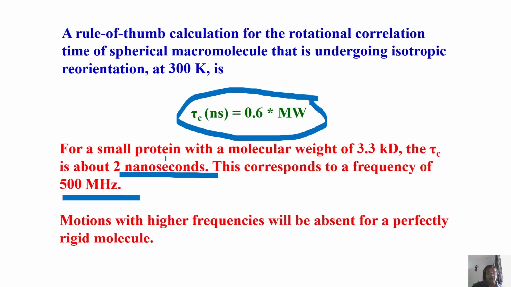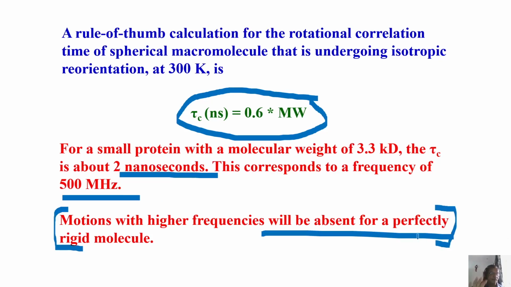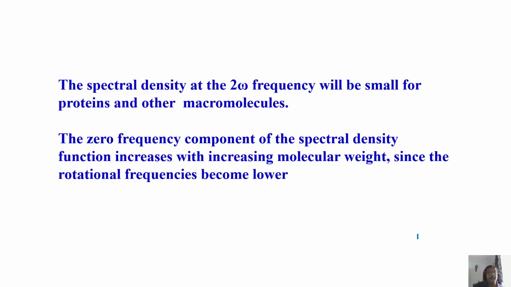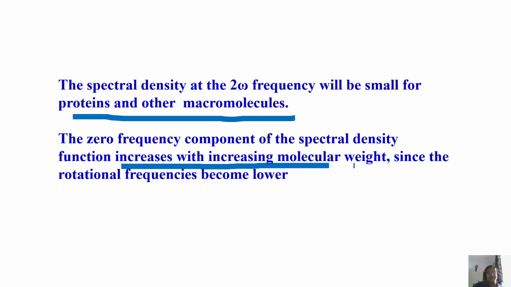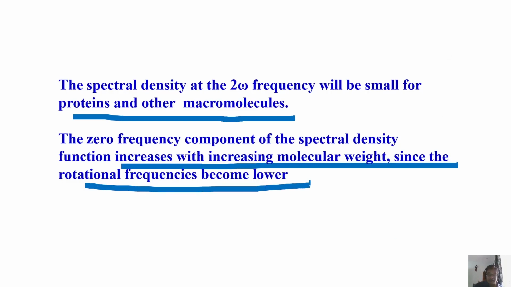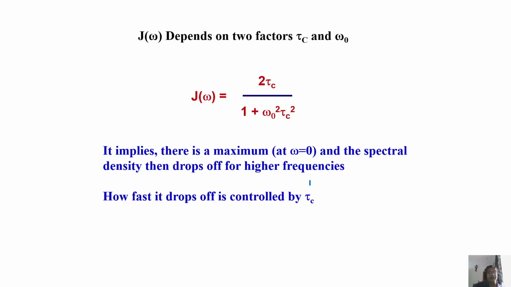Motions with higher frequency will be absent for a perfectly rigid molecule. So the spectral density at twice the normal frequency is small for proteins. That's the reason why we understood which of W2 and W0 is dominant. The zero frequency component of the spectral density function increases with increasing molecular weight, and the rotational frequency becomes lower and lower. This I will show you by drawing a figure.